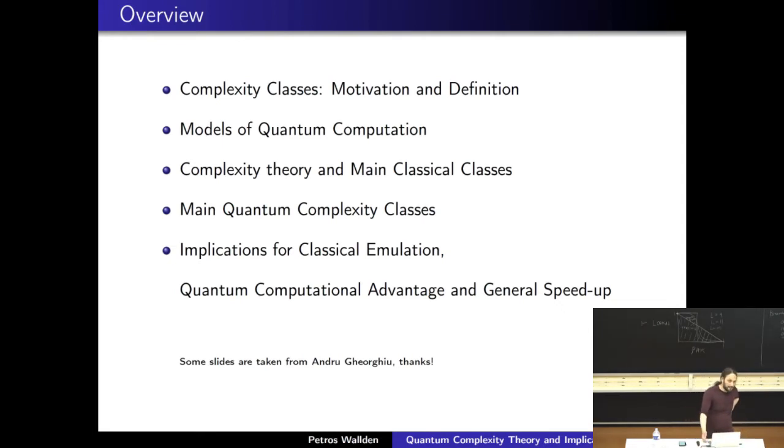And then I'll introduce the main quantum complexity classes and the implications that these relations and results in complexity have for classical emulation of quantum systems, the quantum computational advantage, and generally achieving speed up. Here, notice that some of the pictures from the slides are taken from Andrew Georgiou. He was my former PhD student, and now I think he's a postdoc at ETH. So thank him for that.